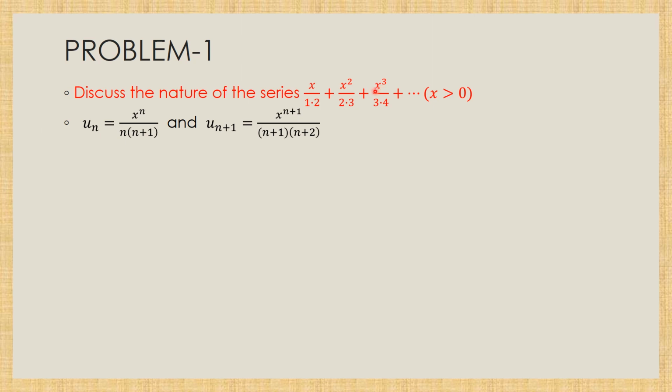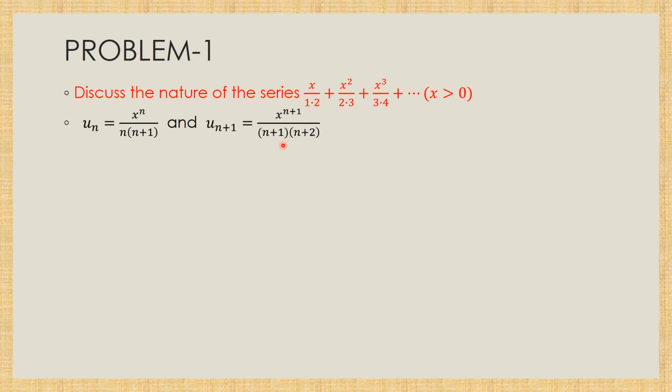And denominator, first term it is 1 into 2, second term 2 into 3, third term 3 into 4. So obviously nth term denominator should be n into n plus 1. So un is equal to x power n by n into n plus 1. Therefore un plus 1: to write un plus 1, it is just enough to replace n by n plus 1 in the un. So we get un plus 1 as x power n plus 1 divided by n plus 1 into n plus 2.